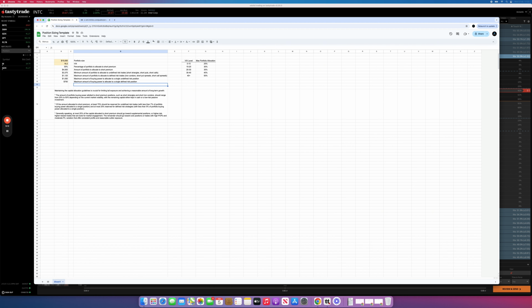Now, do keep in mind that if you have a very small account, then you may not always be able to stick to these guidelines. You may have to be slightly more aggressive. That's just the way it is. But try and stick to this as best as you can. And if you have a larger account, you definitely should not be violating these guidelines. And as long as you stick to this over the long run, you'll be absolutely fine.